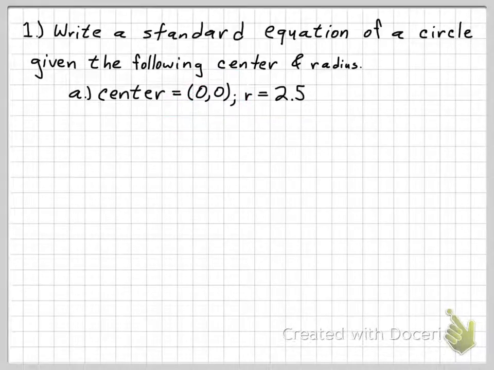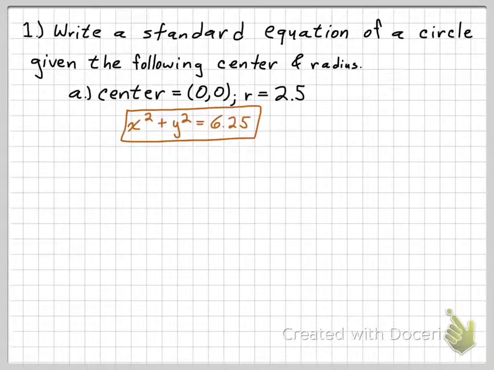If you refer back to the first frame of this presentation, you will see that the equation of a circle with the center at 0, 0 is simply x squared plus y squared equals r squared. So the equation here is just going to be x squared plus y squared is equal to 6.25, because 2.5 squared is 6.25. That's the easiest type of problem you can get.